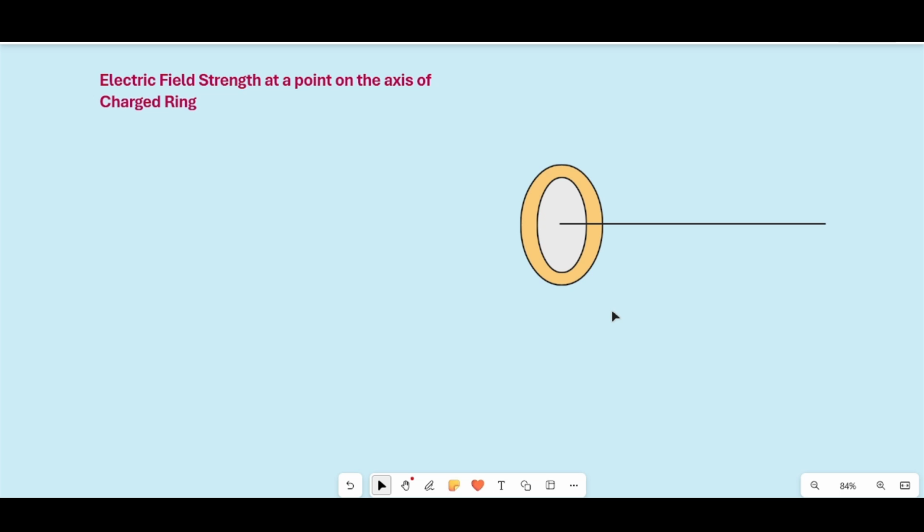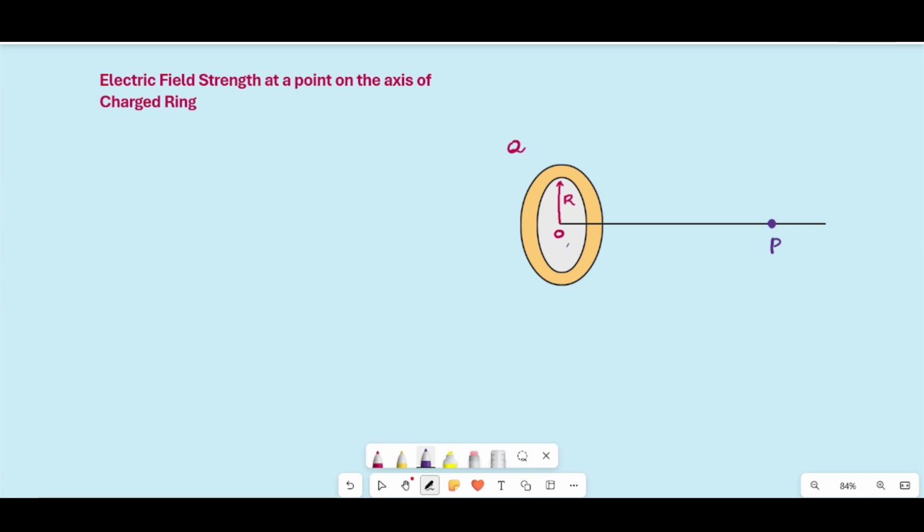In this video, we'll see about electric field strength at a point on the axis of a charged ring. See here in the diagram, on this ring there is a charge Q uniformly distributed throughout the ring. The center of the ring is O, and let us take the radius of the ring as R. Let us calculate the electric field intensity at point P.